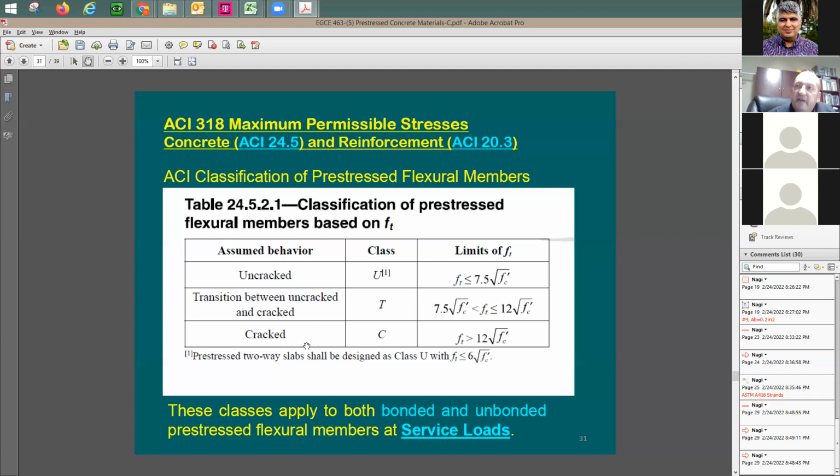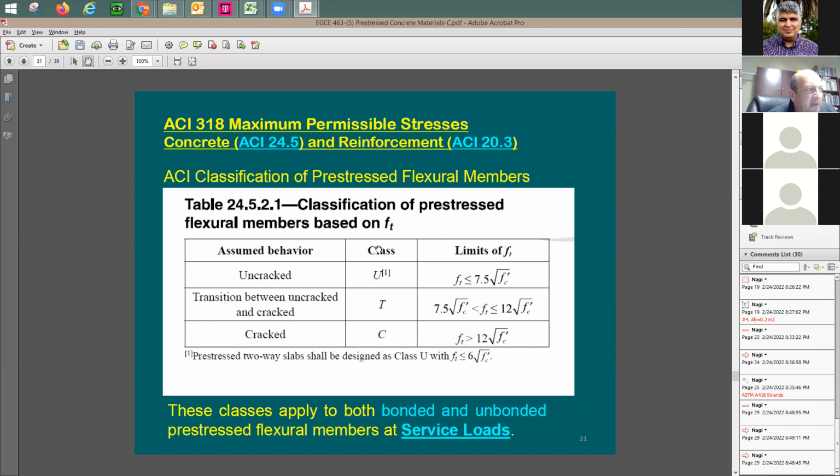You can design it to be cracked if you want to. If you're okay with it to be cracked because you don't have any moisture content and you don't have any chlorides, it's gonna be okay. You can go to 12 square root of f'c. Shouldn't be a problem. But of course, you need to have reinforcing, right? You cannot just leave it this way. You're gonna have some reinforcing.